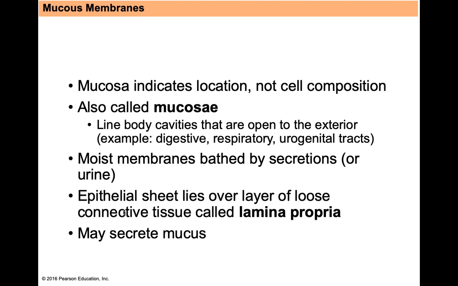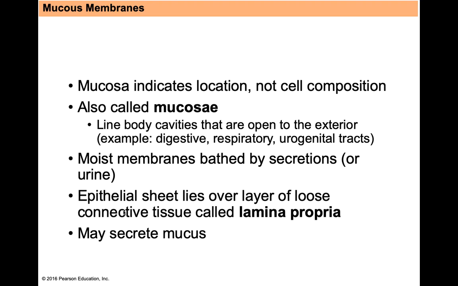Again, you have snot and stuff like that in your nose, and all those little hairs help filter things, but you get boogers. These are moist, and it's just trying to protect your body from what's coming in. Okay, so these are moist membranes that are bathed in some sort of secretion, typically, or urine. Okay, so epithelial sheets are going to lie over a layer of loose connective tissue.